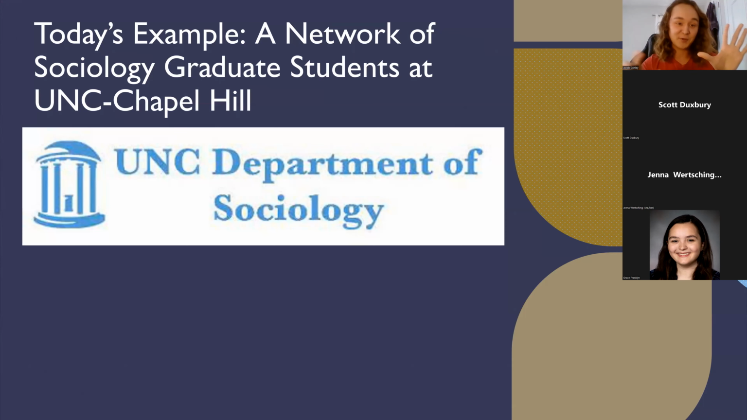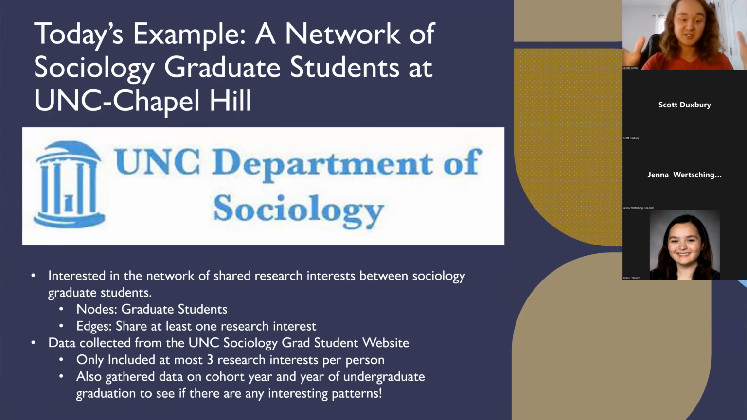So for today's example, we're going to make a network of sociology graduate students here at UNC Chapel Hill. Apologies to the non-sociology people in the audience. You will not be in the data, but everyone else here will be. We are going to do it based on shared research interests between sociology graduate students. So the nodes are going to be the graduate students, and the edges are going to be sharing at least one research interest. I got the data from the UNC Sociology grad student website.